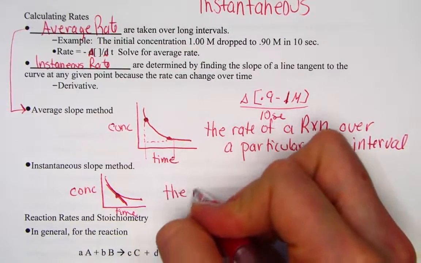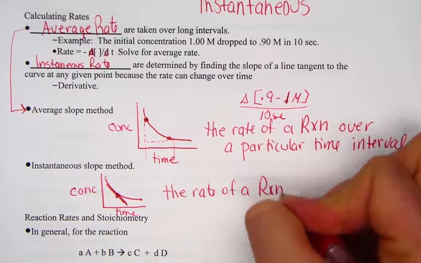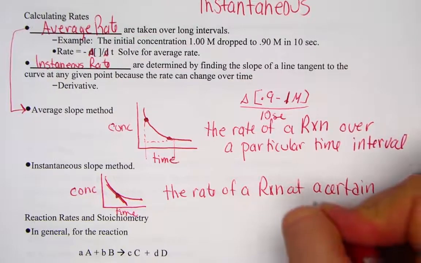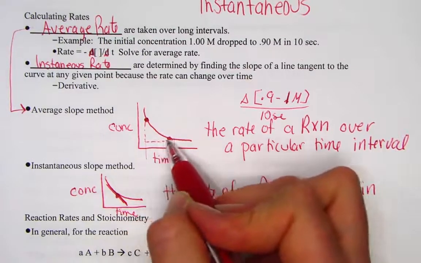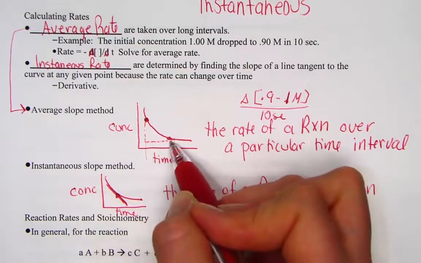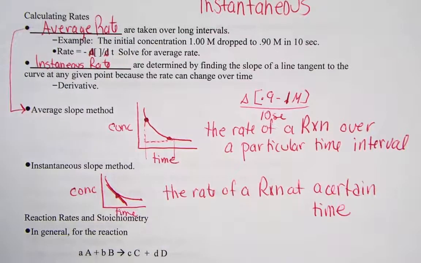So the rate of a reaction at a certain time is called an instantaneous slope method. For an average slope, we need two times, an interval: how much the concentration changes over a time interval. For an instantaneous slope, how fast is that reaction going right now? That's considered to be an instantaneous slope, found by taking the tangent.